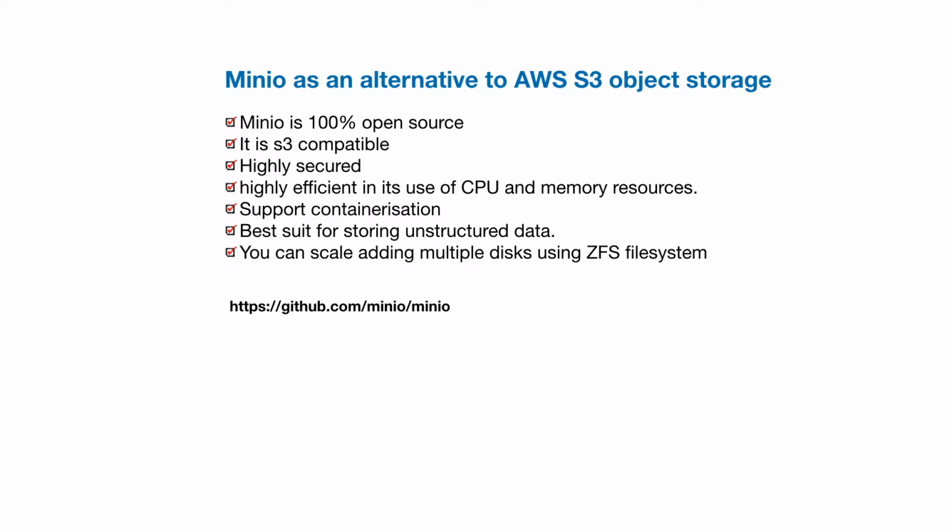Today I am going to introduce MinIO as an alternative to AWS S3 object storage. It is a native cloud storage setup. The features: it's 100% open source, really fast, and very robust. It's also an AWS S3 API-compatible system, and you can host it on your own server.